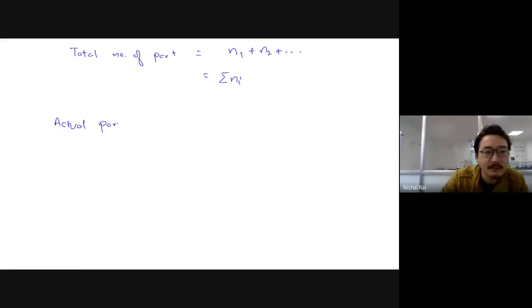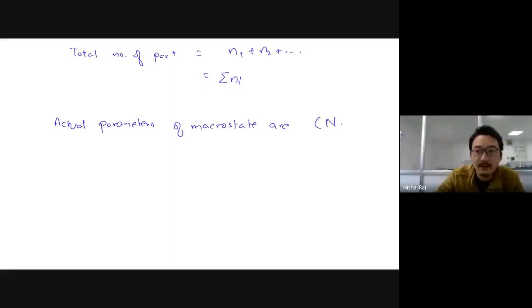So the actual parameters of macrostates are N, V, and E. Just keep this in mind. This is very important. Is this point clear?